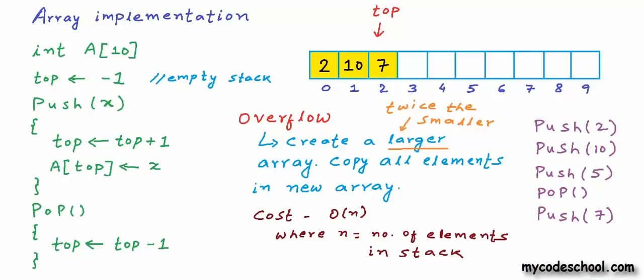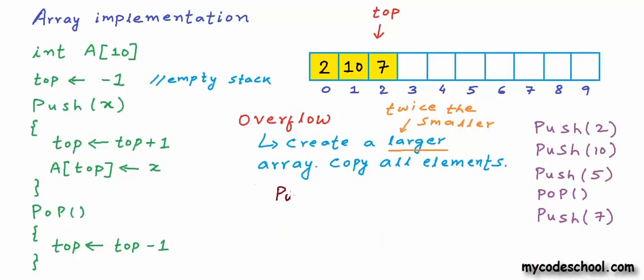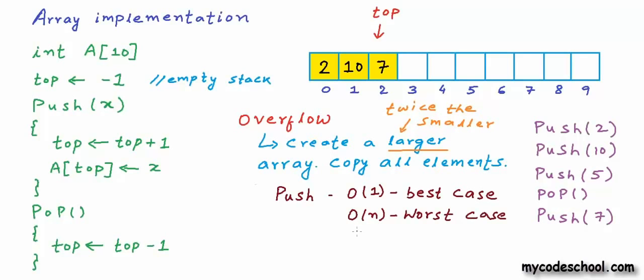There can be two scenarios in a push operation. In a normal push, we will take constant time. In case of an overflow, we will first create a larger array twice the size of smaller array, copy all elements in time proportional to size of the smaller array, and then we will take constant time to insert the new element. The time complexity of push with this strategy will be big O of 1 in best case and big O of n in worst case. In case of an overflow, time complexity will be big O of n, but we will still be big O of 1 in average case.